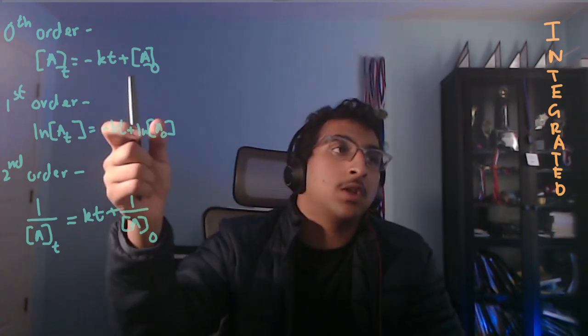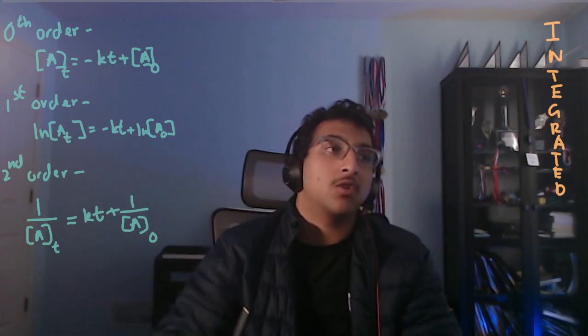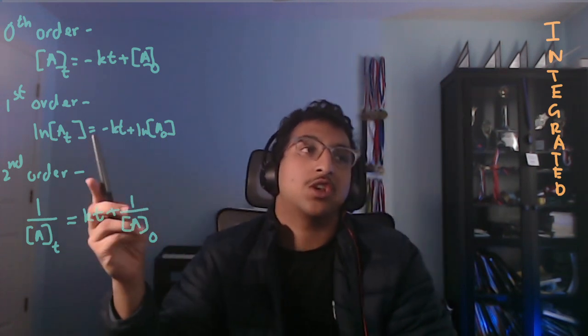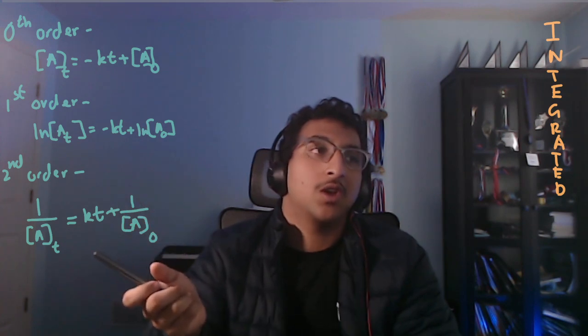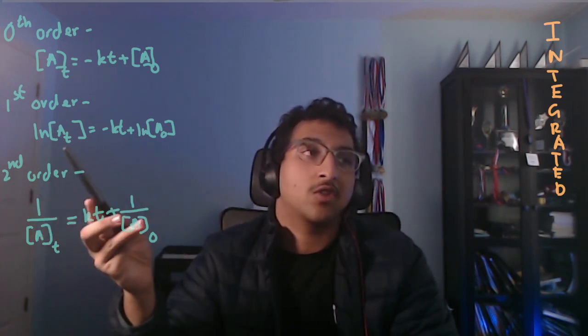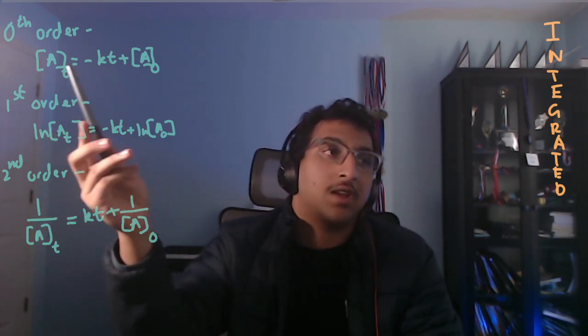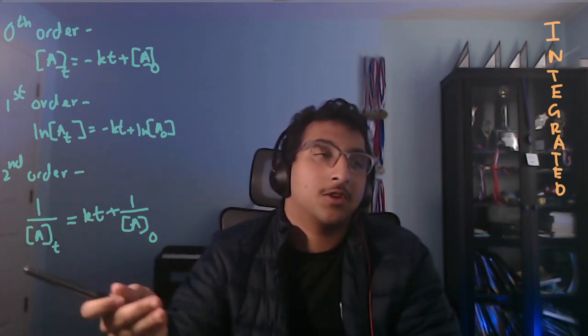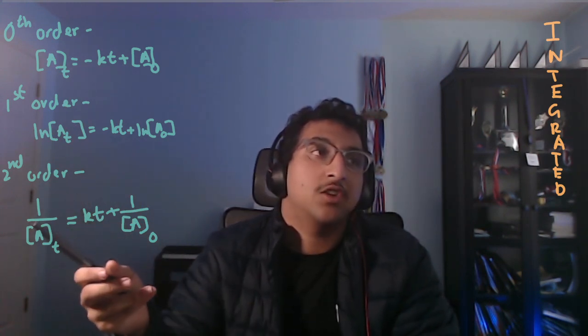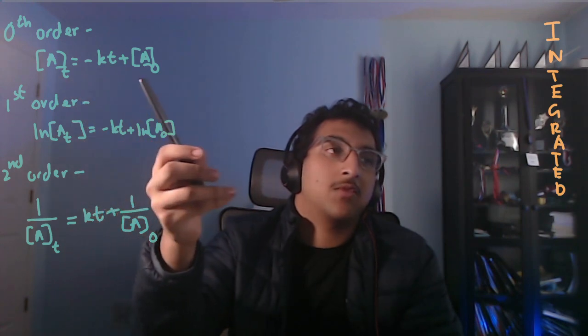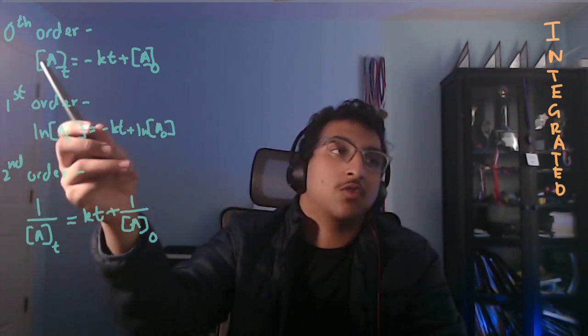And once again, you'll be given all these equations. The only caveat is that you do not know which equation corresponds to which. So you need to know that if there's a natural log, it's first order. If there's a reciprocal or a fraction, that means it's second order. If there's nothing, just this equation, you need to know this corresponds to zeroth order.